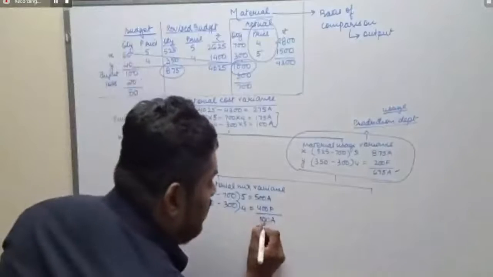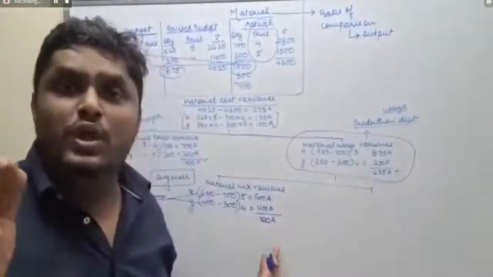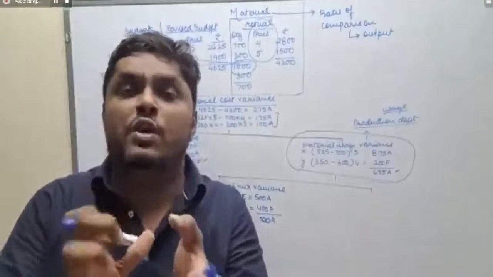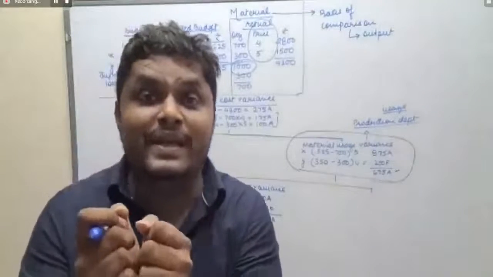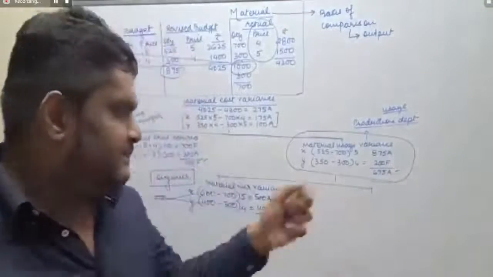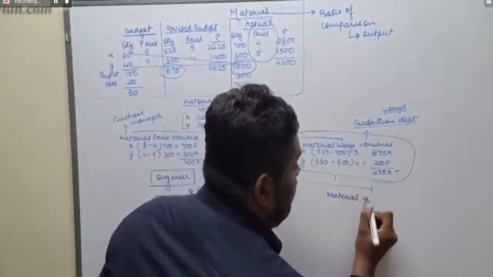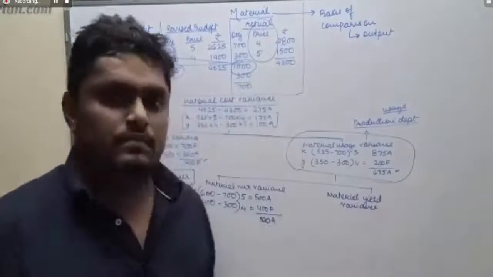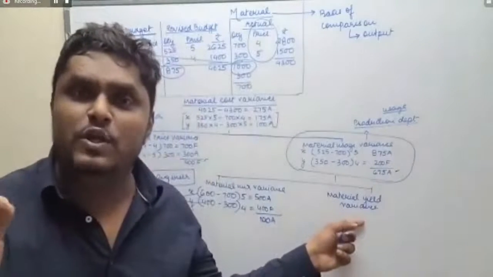So this variance is due to the deficiency, or due to the wrong work done by the engineer, that is the person who is responsible to maintain the composition or mix. Now, the last part, that is the person who is ultimately using the raw material, putting it into the process and getting the final product. That is material yield variance.